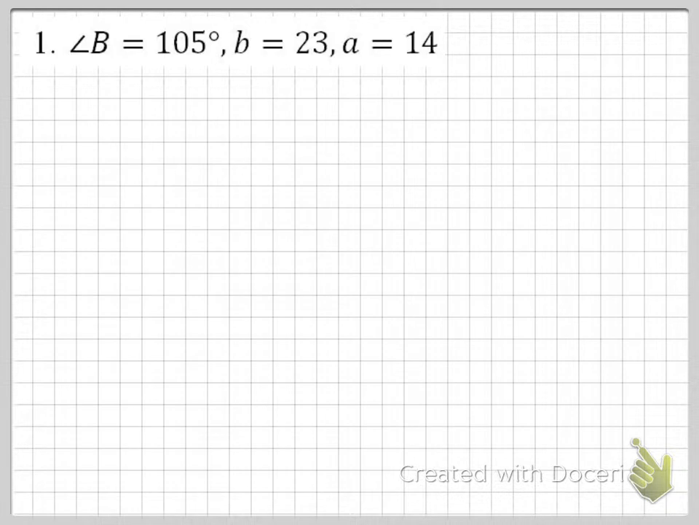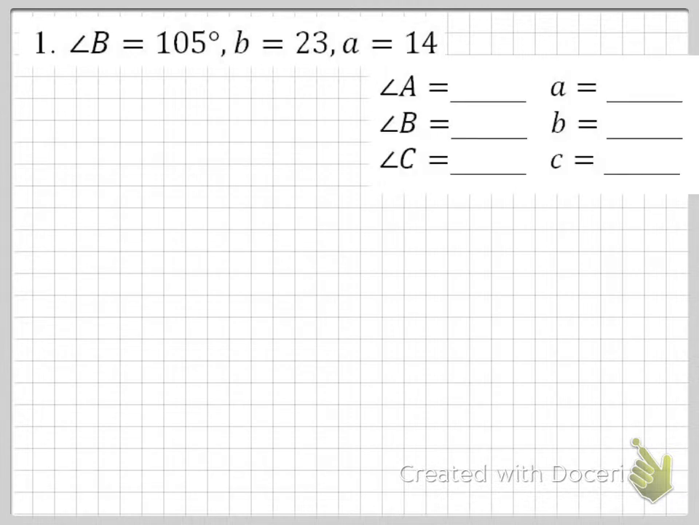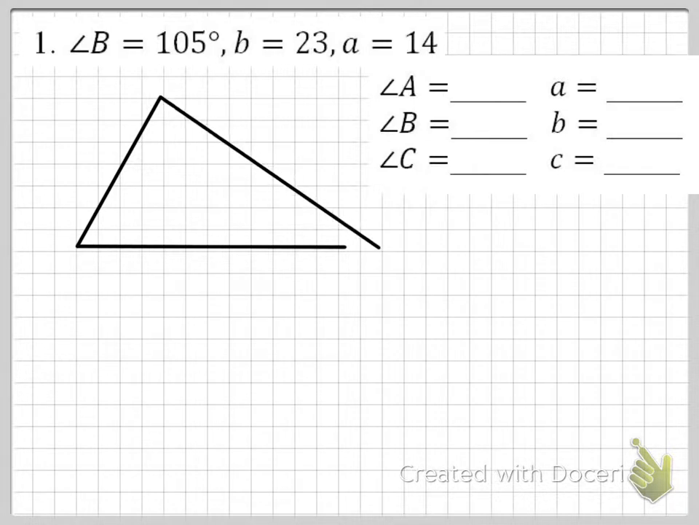So example number 1. Angle B is 105 degrees, side b is 23, and side a is 14. Well, the directive is for us to solve the entire triangle. The very first thing that I'm going to do is draw a triangle. I know because this is about law of sines, this is not a right triangle. And since it's not a right triangle, I cannot use the Pythagorean theorem.